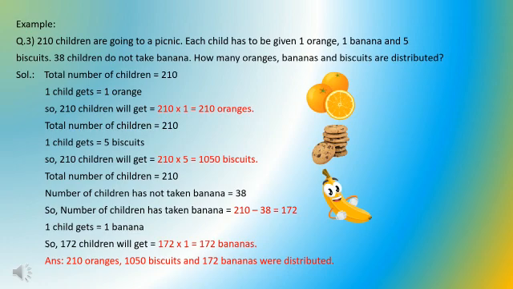So, number of children who have taken banana equals to 210 minus 38 is equals to 172 children. So, one child gets one banana. Therefore, 172 children will get 172 multiplied by 1 equals to 172 bananas. Therefore, 210 oranges, 1050 biscuits and 172 bananas were distributed.